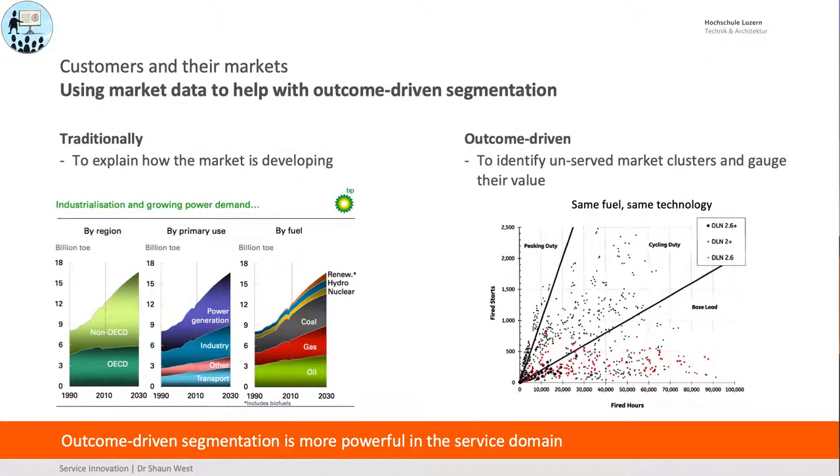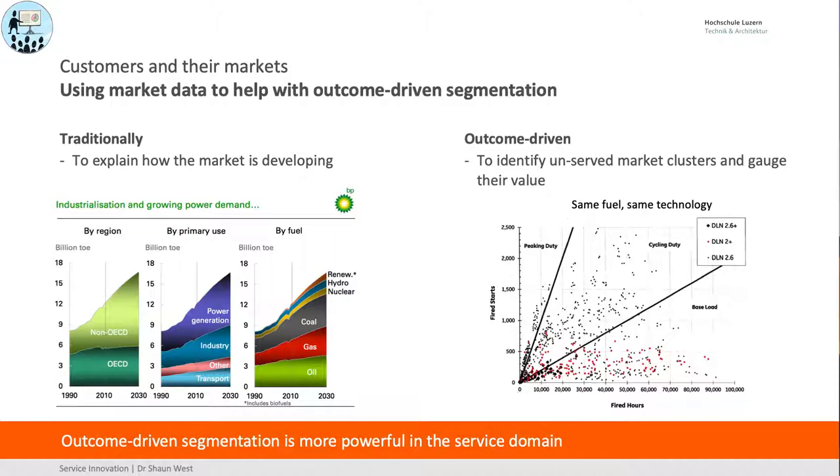So traditionally we might look at sort of by region or by primary use or by fuel, but I want to have a look at what are they trying to achieve. And here I've got a scatter plot showing different owners with the same machines, or 3 machines of the same family, and how they're using them. So we can actually understand what they're doing with it.